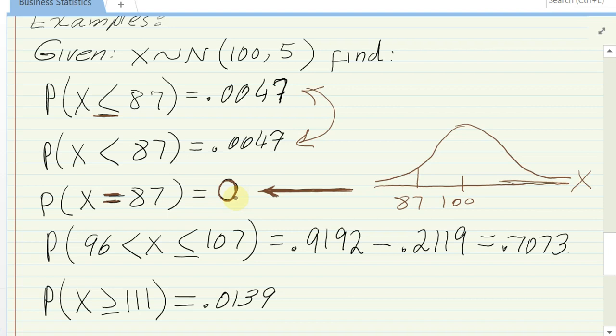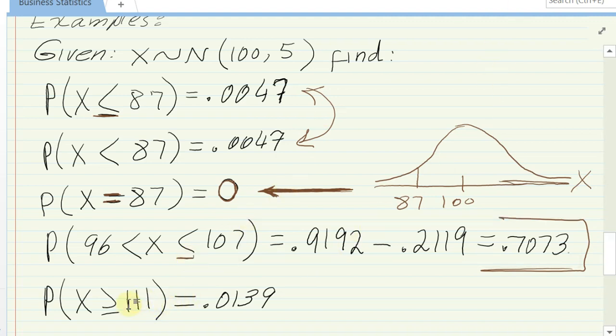For this example, the probability of between 96 and 107, whether you include the equal sign right here, you can include it, or you can remove it. There you go, I removed it now. See, it doesn't make a difference. The probability will be the same. So the probability of between 96 and 107, inclusive or exclusive, would be the same. Now this was not the case with a discrete probability distribution. It makes a big difference whether you include or exclude the values.